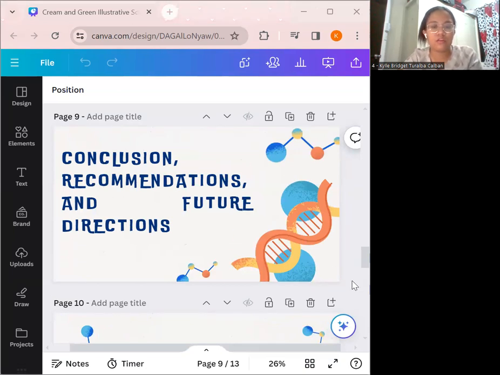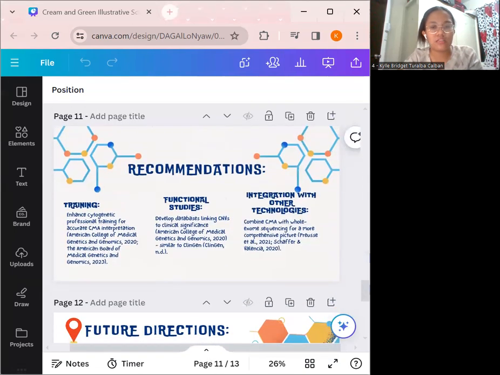The next one will be its recommendations. The first recommendation that I have listed is specialized training. Specialized training means ongoing training and education for cytogenetic professionals specializing in CNV analysis, which is crucial to ensure accurate interpretation of CNV results and minimize misinterpretations. Standardized training programs in cytogenetics are recommended.